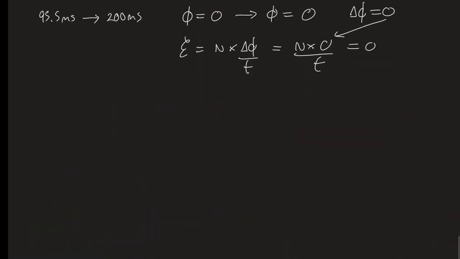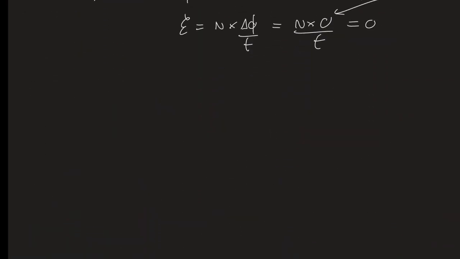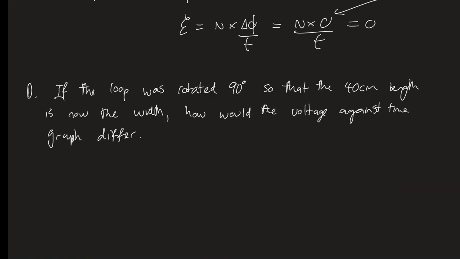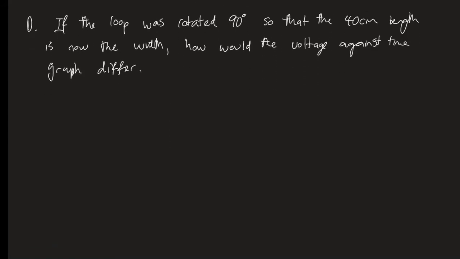Okay, we've got just one more part for this, part D. In part D there's just a small change. Basically, if the loop is rotated 90 degrees so that the length is now the width, so the 40 centimeter length is now the width, how would the voltage against time graph differ? Let's just draw this out, see what's going on.